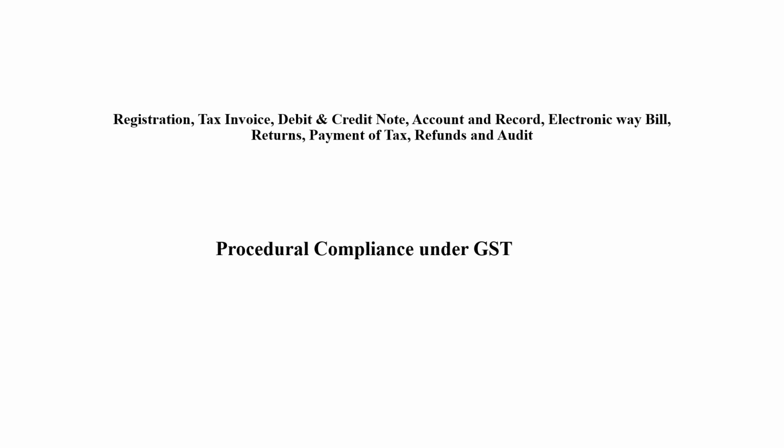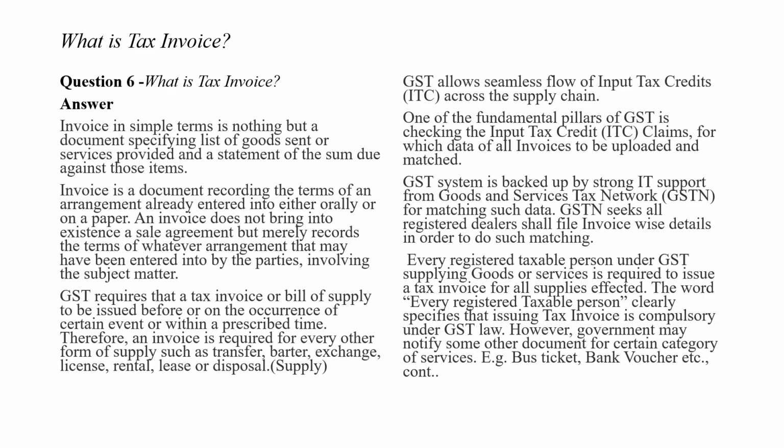Registration, tax invoice, debit and credit note, account and records, electronic way bill, return, payment of tax, refund and audit. These are all included in procedural compliance under GST. So our first question is, what is a tax invoice?